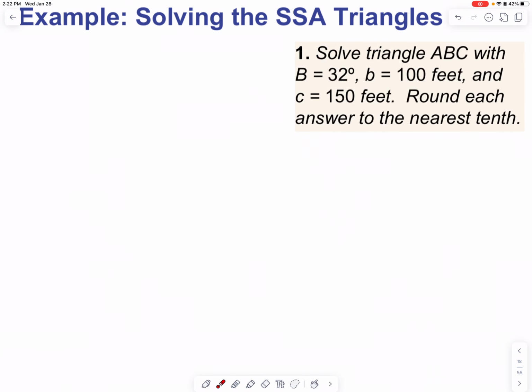Solve this triangle with this given information. Round each answer to the nearest tenth. Is this the ambiguous case? We do have side-side-angle. If this is potentially the ambiguous case, let's see. We have our baseline, and then we have something like this, and something like this, where this is what we need to find. So this will be our A.